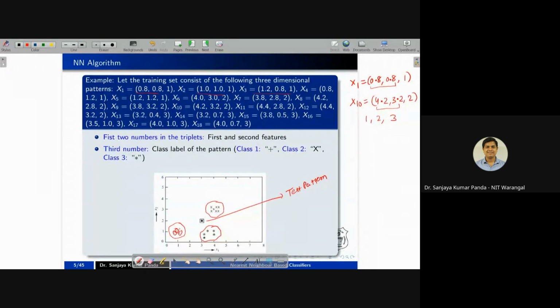Sometimes the distance is equal for two different classes, or two different points belong to two different classes. So it is quite challenging. Here we represent class 1 by plus, class 2 by cross, and class 3 by star. So you can say this is my class 1, I can write C1, this is my class 2, and this is my class 3.